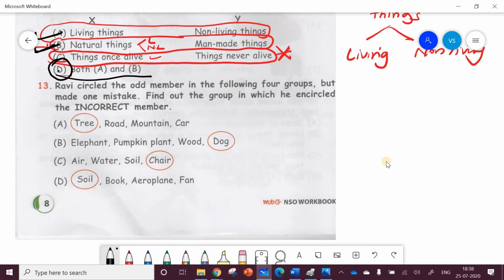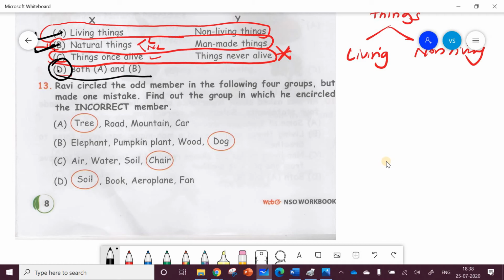Check option A, please. Tree, road, mountain, car. What do you think? I think it's correct. Let's analyze here. Odd one out. We have to check one by one.